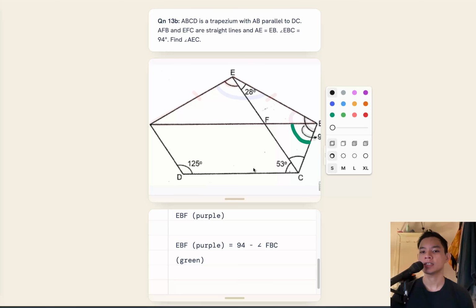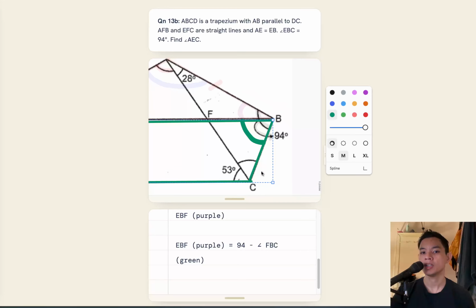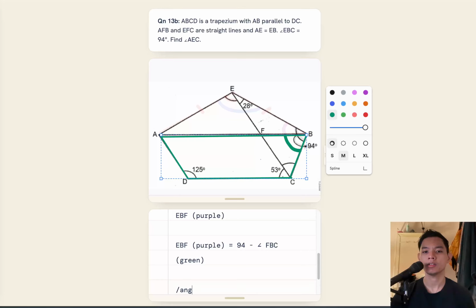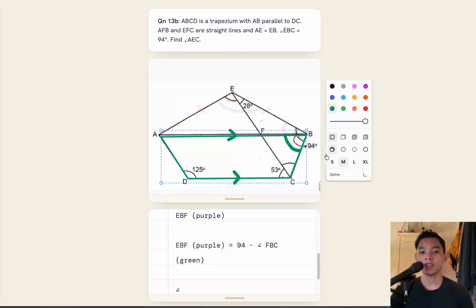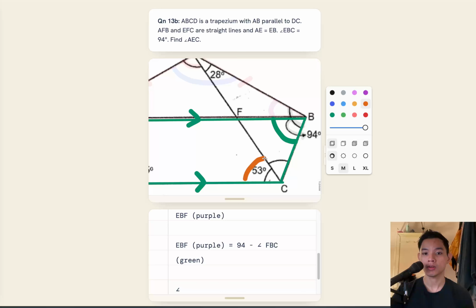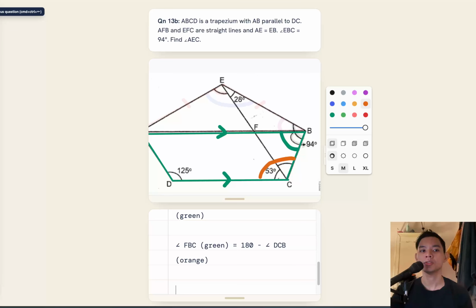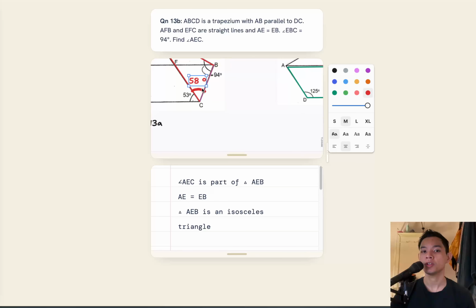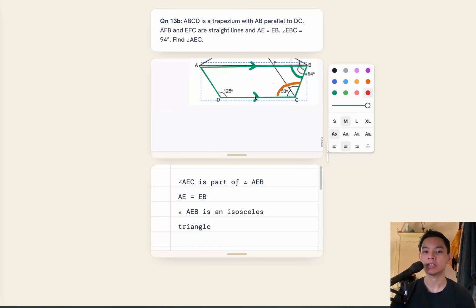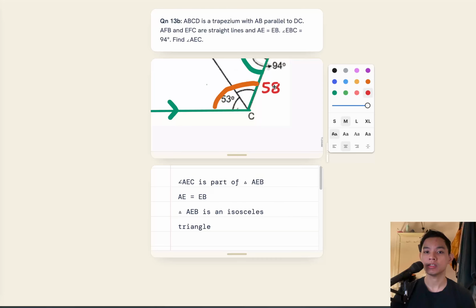This green angle is actually part of this trapezium ABCD. We also know that AB in this case is parallel to DC. So to get this green angle, we need to find this orange angle over here. So FBC is equal to 180 minus angle BCD in orange. Are we able to find orange? Yes, we can. In the earlier question, we figured out this angle over here, which is 58. So from question 13a, this is 58. So in this case, this is also 58.